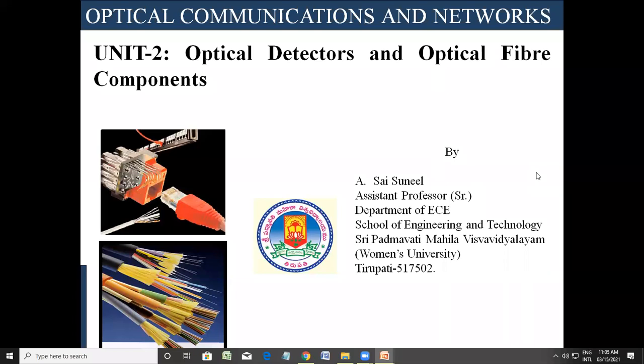Right. Welcome to another session of optical communication networks, Unit 2. Unit 2 mainly concentrates on optical detectors and optical fiber components. That is, the optical transmitting part we discussed in the first unit. As a continuation of the first unit, we will go to the second unit, that is, the optical detectors part, and continue with optical fiber components. What are the different types of components which are used at the time of transmission of a signal throughout a network?